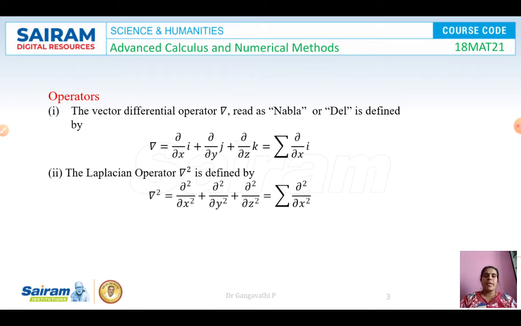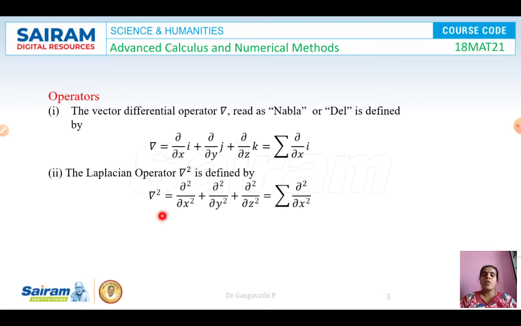So let us see operators which we are going to use widely in this vector calculus. The vector differential operator, this is a symbol we read as nabla, and in some textbooks it is called del. So del is dou by dou x i plus dou by dou y j plus dou by dou z k cap. Del is represented as this, which is equal to the summation of dou by dou x i cap, where x changes to y and y changes to z, i changes to j and j changes to k. So the summation representation can also be used for del.